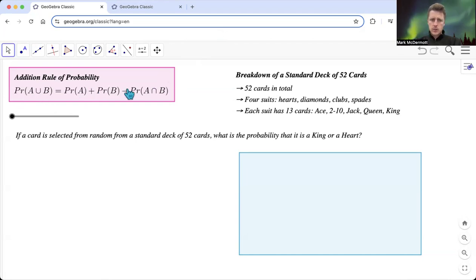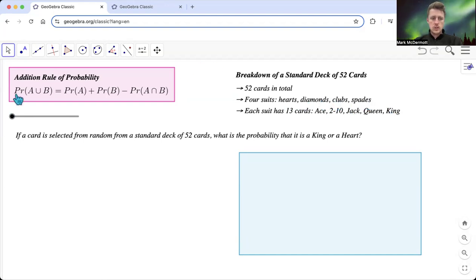Some background knowledge you'll need for this is a standard deck of 52 cards. So hopefully you're aware that a deck of cards has 52 cards in total. 4 suits: hearts, diamonds, clubs, spades. Each suit has 13 cards: Ace, 2 to 10, Jack, Queen, King. Hearts and diamonds are red. Clubs and spades are black.